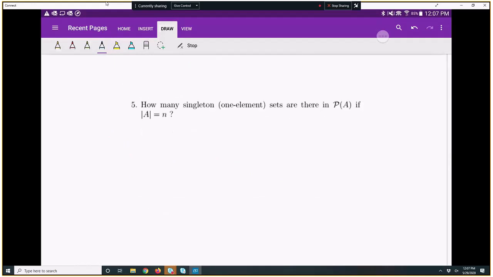But that should definitely be all of them. The next question is, how many 1-element sets are there in the power set of A if the cardinality of A is n?